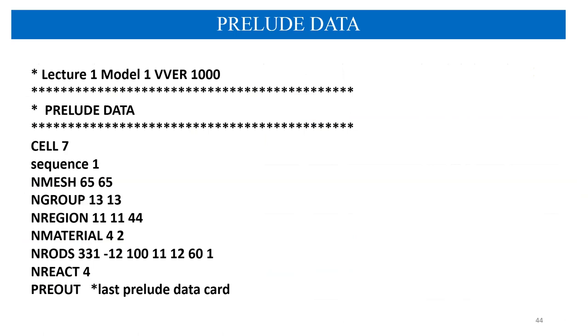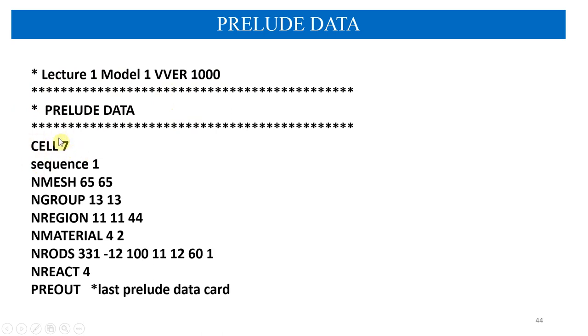How to write the WIMS input? First, we start with what we call the preload data. In preload, we can type an asterisk to mean a comment. We can type "lecture one. This is lecture one, model one for VVR 1000." And the preload data, I'm making this as a comment. I can type many comments here.